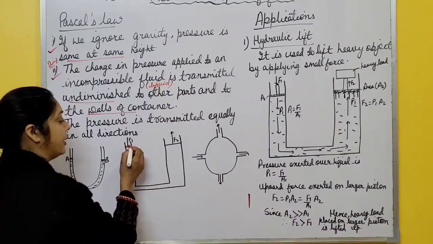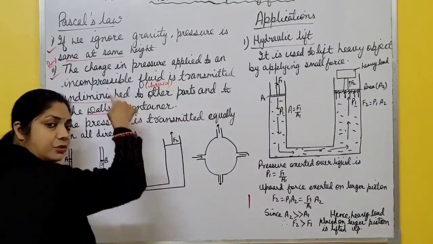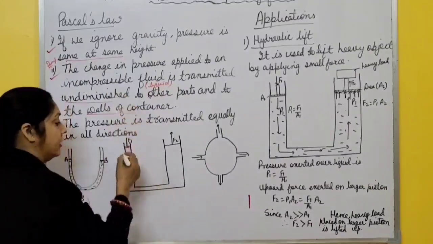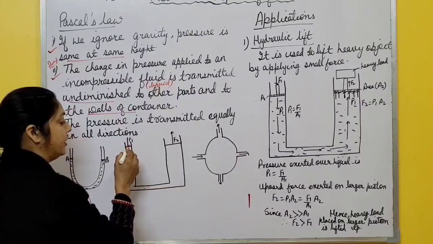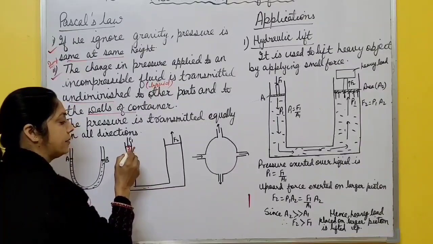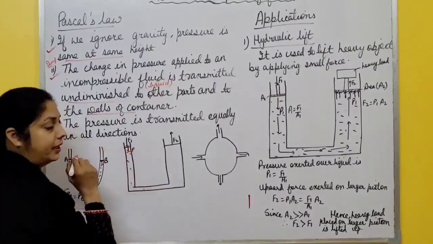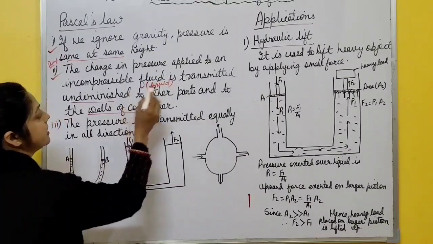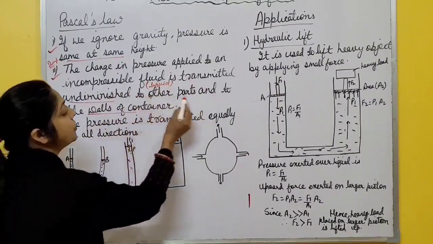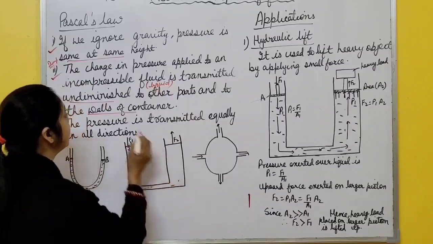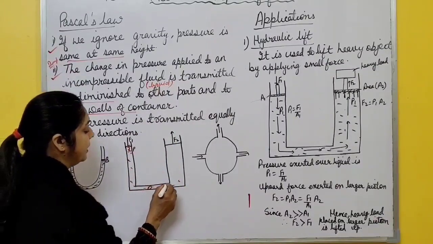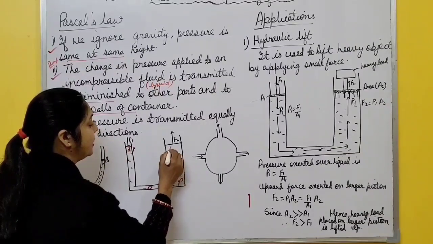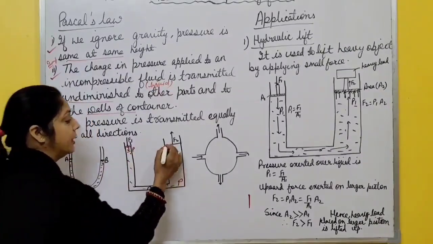Here at this point pressure is applied. This piston moves down, force is applied. Inside this, liquid is filled. So at this point A, suppose some pressure P is applied, right? Now this pressure is transmitted undiminished to other parts. It means at all parts and walls of the container, this pressure is the same. Here P, here P, here P. At all points pressure is the same. It is transmitted to other parts also.